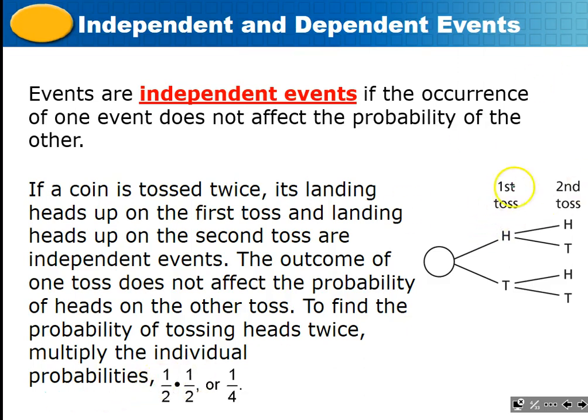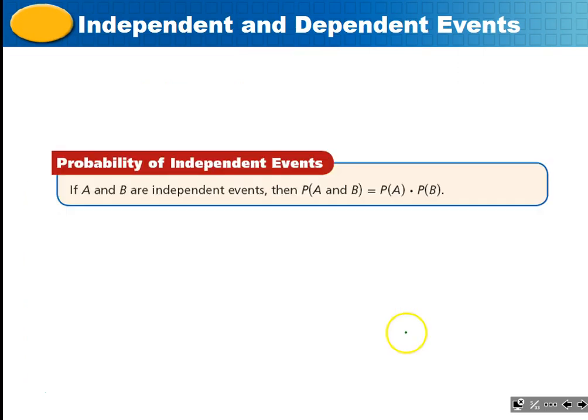In other words, if I tossed it the first time and got heads, that was a 1/2 probability. Then when I toss it the second time, I still have a 1/2 probability. So I multiply that 1/2 times that 1/2. When we talk about independent events, it's when what happens first does not affect what happens second. So if A and B are independent events, then the probability of A and B is equal to the probability of A times the probability of B.